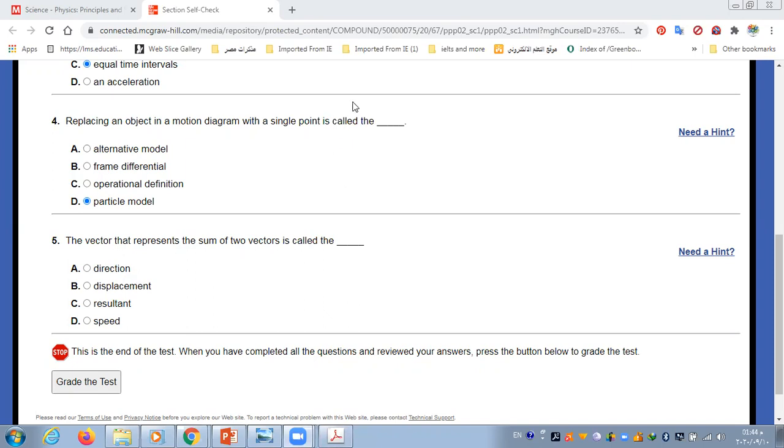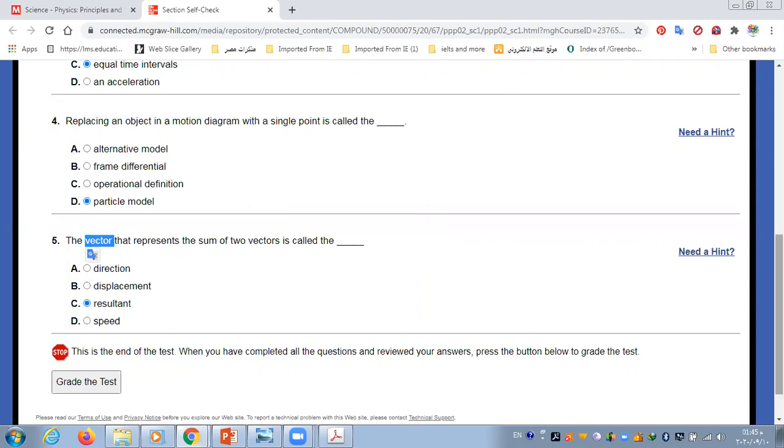Who knows the answer of the last question, number 5? Manaf. C. The vector that represents the sum of two vectors is called the resultant. C, resultant. It's in math. The sum of any two things, we call it what? Resultant. We'll use the same term in physics, and we'll know what is the meaning of vector. The opposite word of vector is scalar. We'll talk about vectors and scalars next period.